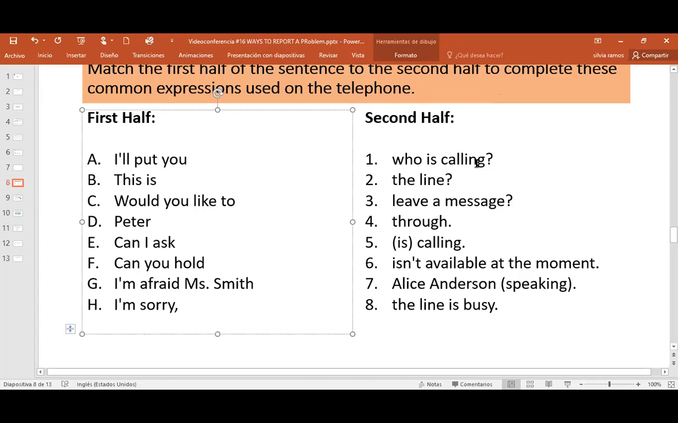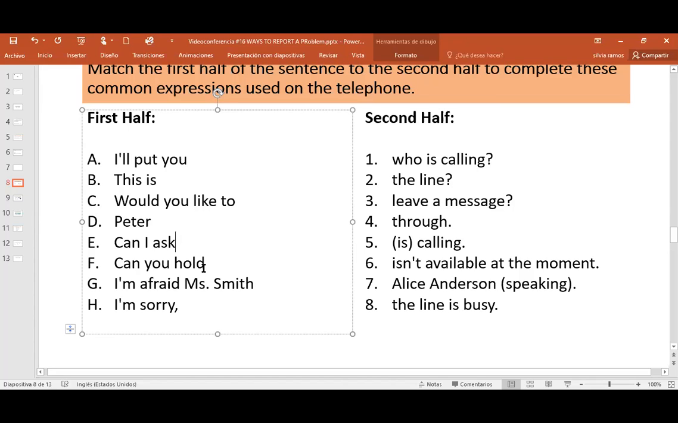Can I ask who is calling? Can I ask who is calling? Peter is calling. Right? Can I ask who's calling? La secretaria siempre dice, ¿quién llama? ¿Con quién desea hablar? Right? Can I ask who's calling? Silvia is calling. Can I talk to Pedrina, please? Right. Then we have, can you hold the line?